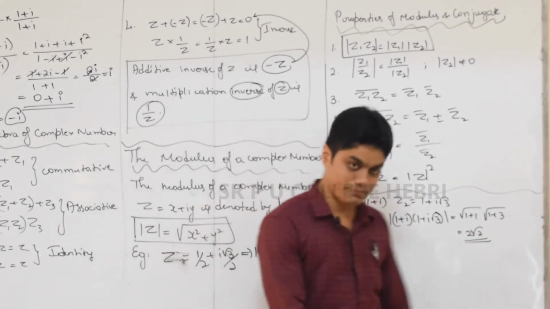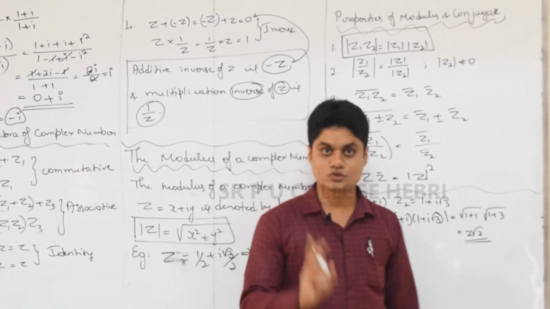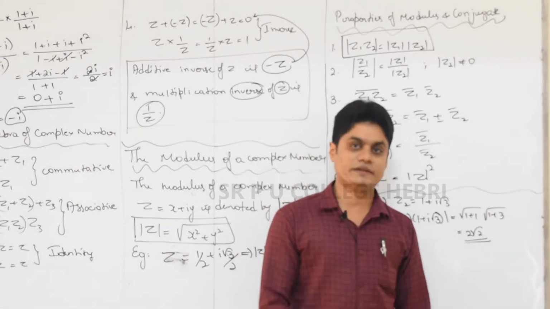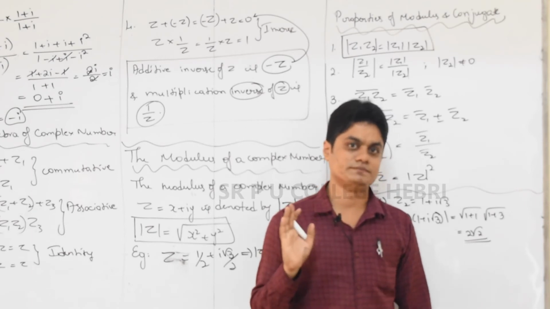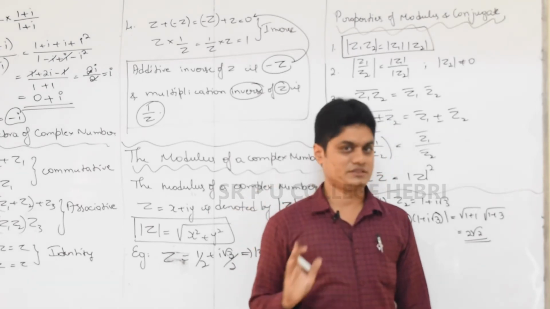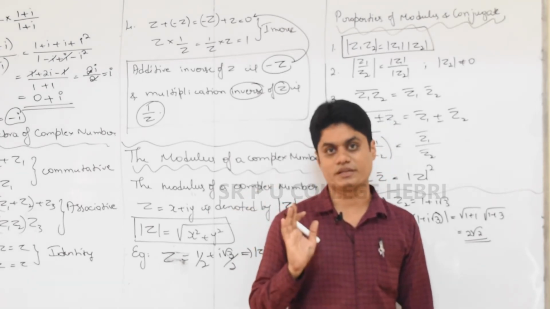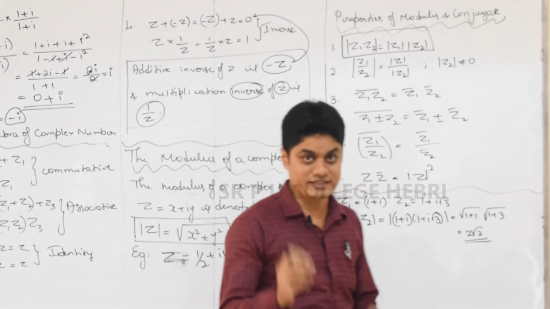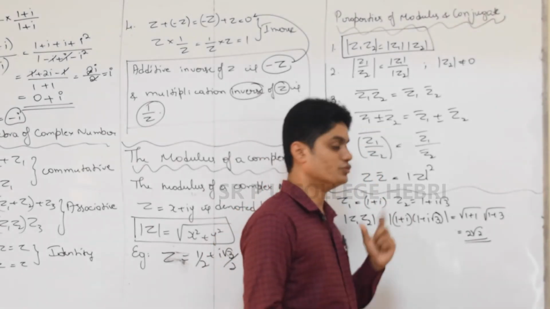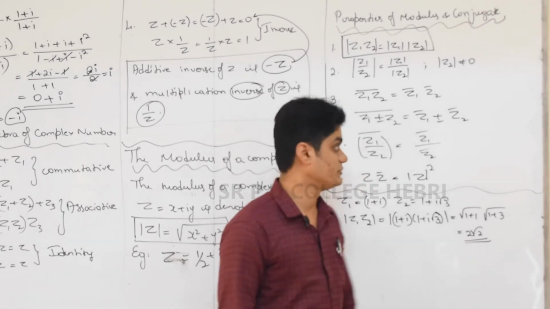Without doing any multiplication of two complex numbers, you are able to find the modulus of the product of two complex numbers. This is the main purpose of this property. Proof is not needed, but at least you should compulsorily remember this use. You must know where to use it.